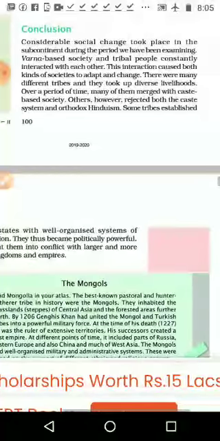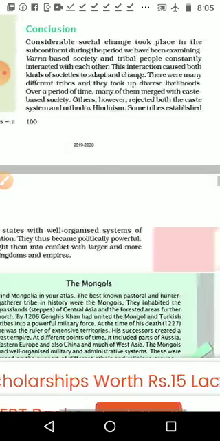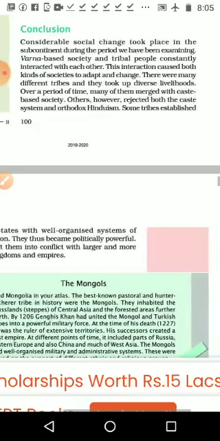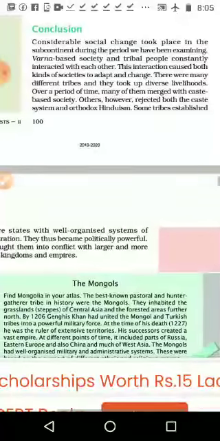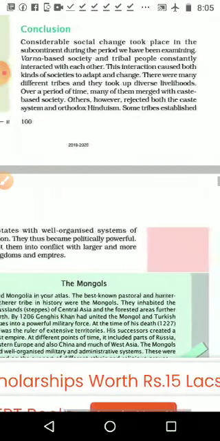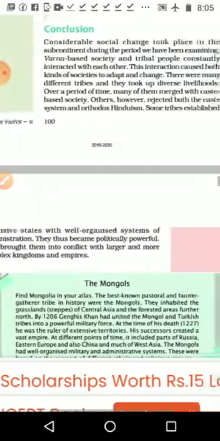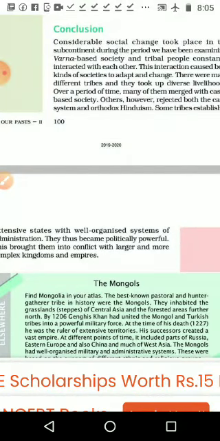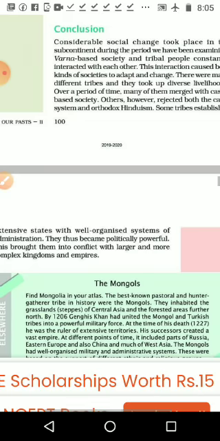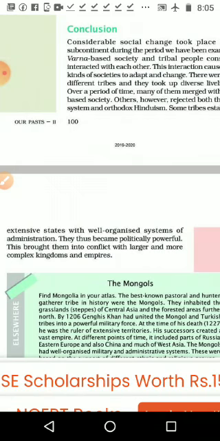There were many different tribes, and they took up diverse livelihoods. Over a period of time, many of them merged with the caste-based society. Others, however, rejected both the caste system and orthodox Hinduism. Some tribes established extensive states with well-organized systems of administration. We have seen the Ahams and Gonds, who had a very centralized administration with divisions and other things. They thus became politically powerful.